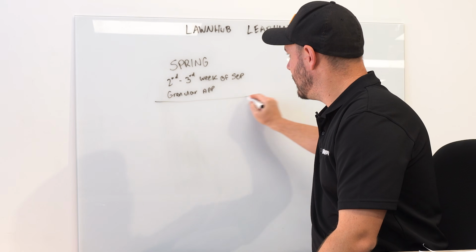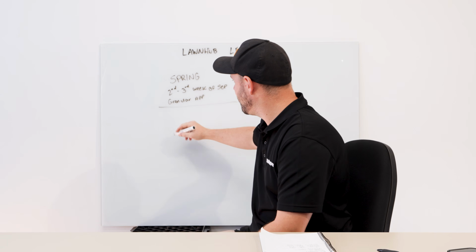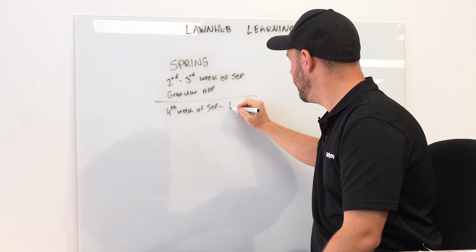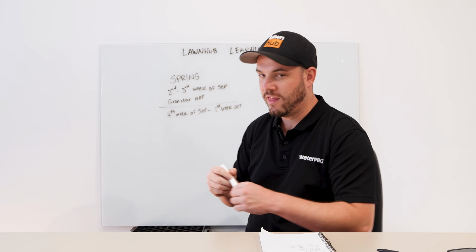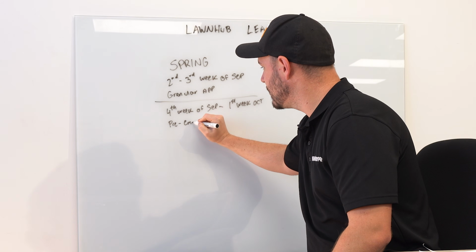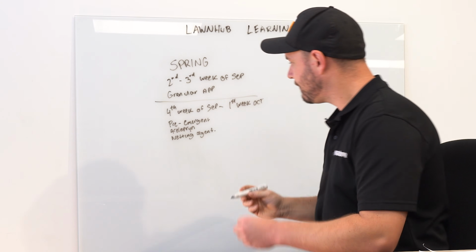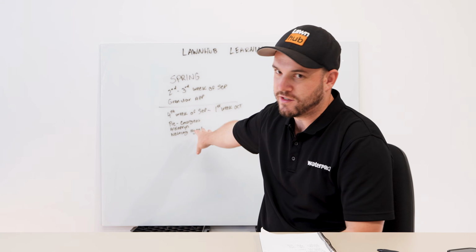So there's your spring granular application. Then we're going to look at the fourth week of September to first week of October. That is going to be when we apply our pre-emergent, Acelepryn, and our wetting agent. It's a really good time for us to get all these three products into the soil at once.